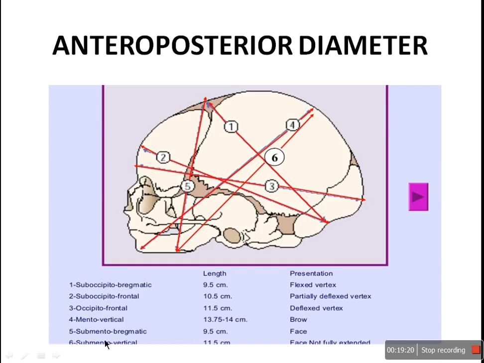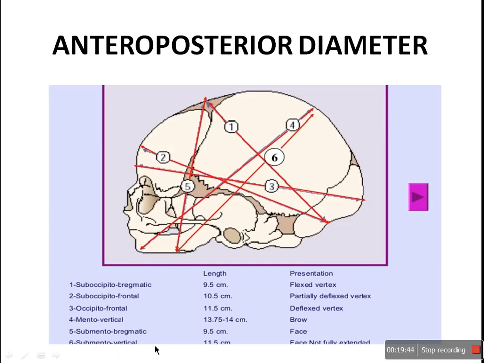Then you can see submentobregmatic. Submento. Where is submento? This is the mentum. Submento means below the mentum. This is the mentum, and this is below the mentum. Submentobregmatic, from here to bregma. Bregma is here, otherwise known as the anterior frontal line. Submentobregmatic, which is 9.5 centimeter.